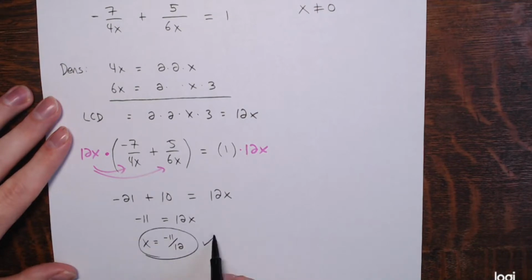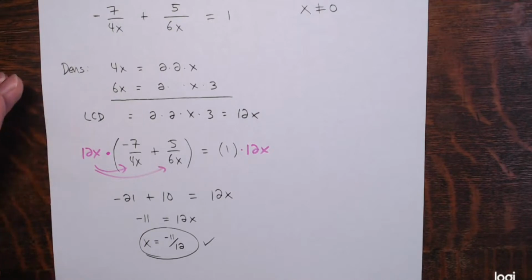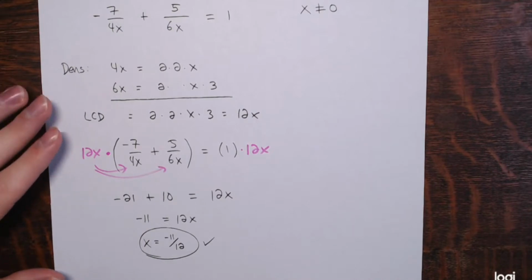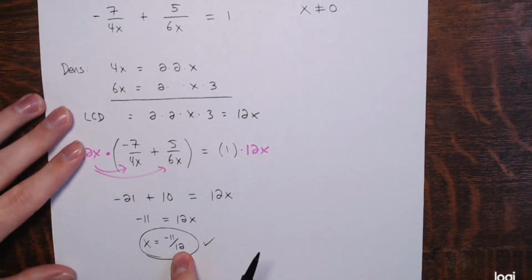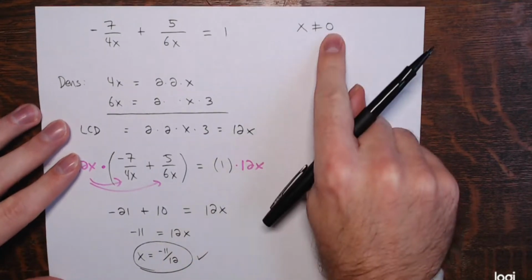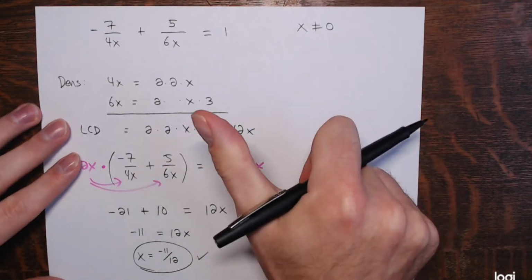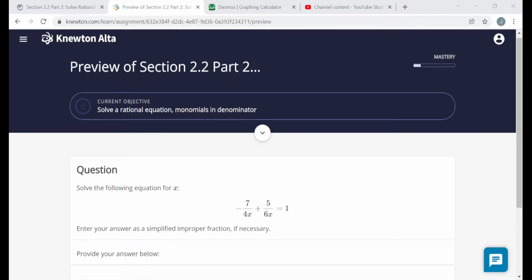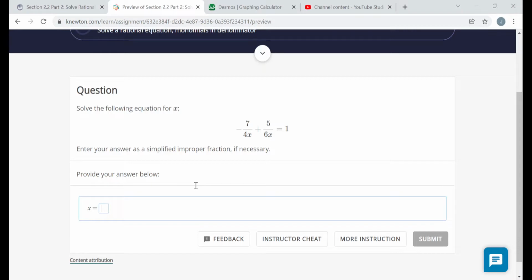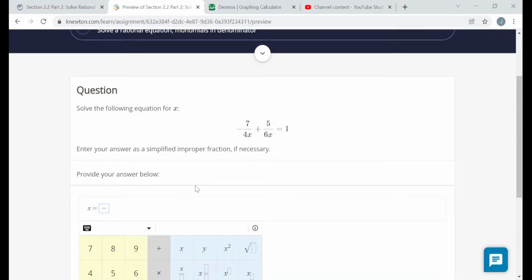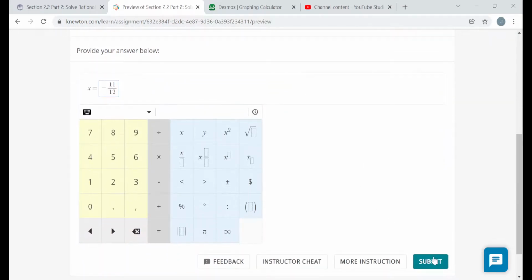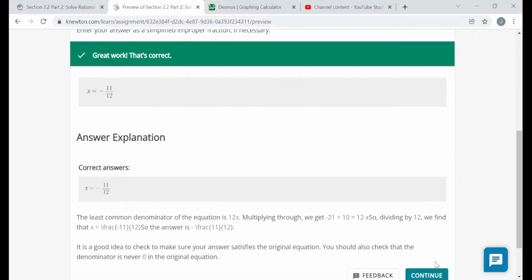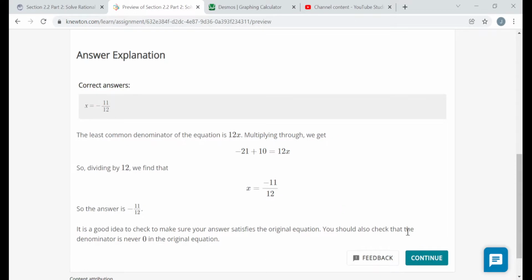And check it. Now, as I said, if you know for certain you did everything right, as long as this number that you found isn't one of the restricted numbers, you should be good. Thumbs up on that. So negative 11/12 should work, and I'll leave it to you to check it more thoroughly. But yeah, x equals negative 11/12. Great. And again, please read through your answer explanations. Great.